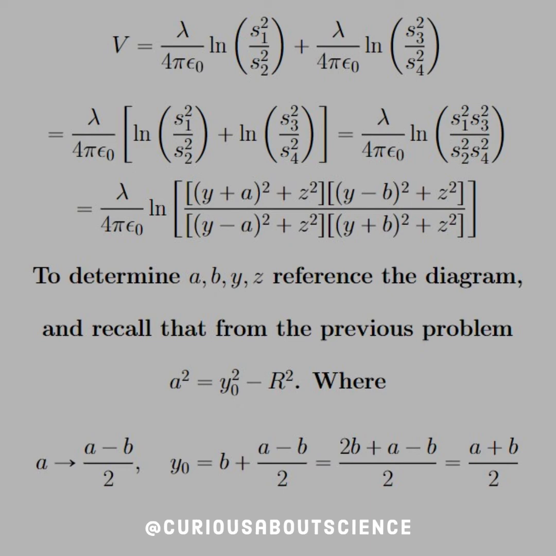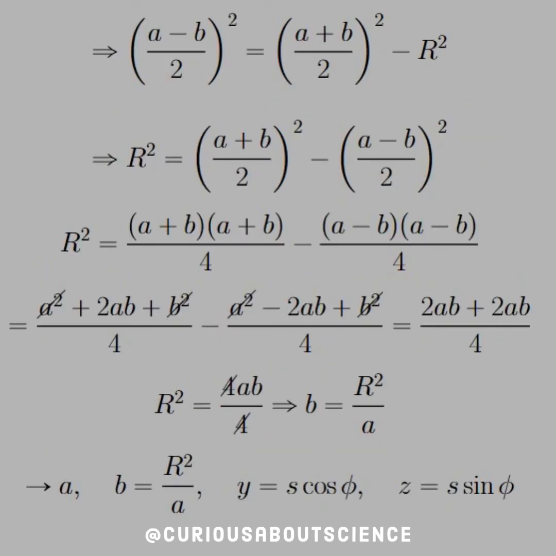Note that when we substitute in what the separation distances are from the diagram, we're left with a bunch of parameters that were defined back in the Chapter 2 problem. We can modify these parameters for our current situation, which is seen here. A goes to a minus b over 2, and y naught goes to b plus a minus b over 2, which simplifies to a plus b over 2. Then we use the square relation between a, y naught, and r, and find that after subbing in and algebraically solving, we end up with b equals r squared over 2. This then leads us to what all these parameters are.